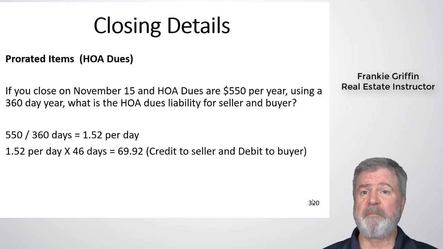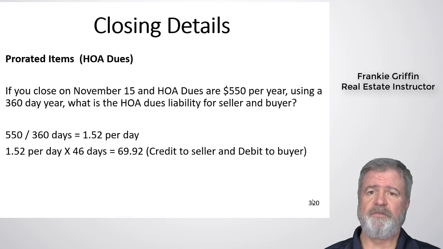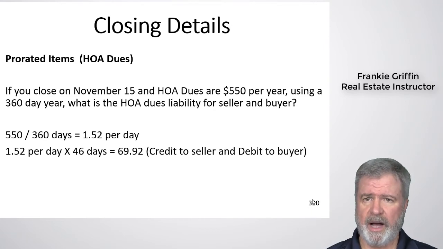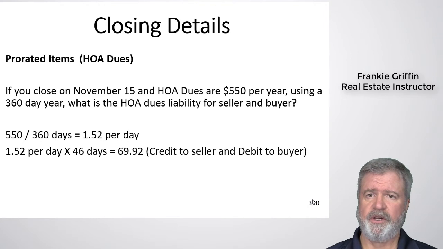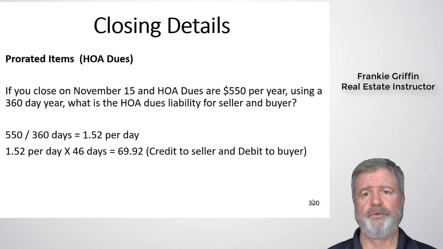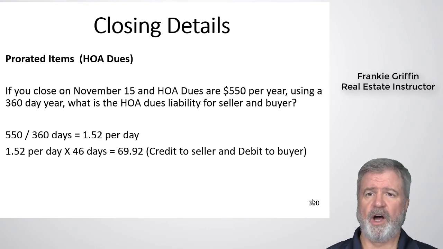And maybe this will just be a memory item for you. If you're prorating property taxes, it's always going to be a credit to the buyer and a debit to the seller. I'll say it again. If it's property taxes, it's always going to be a credit to the buyer and a debit to the seller. But if we're prorating HOA dues, it's the opposite. It's always going to be a credit to the seller and a debit to the buyer.